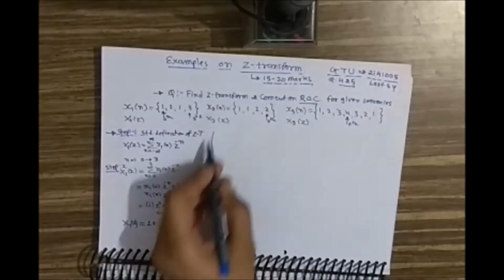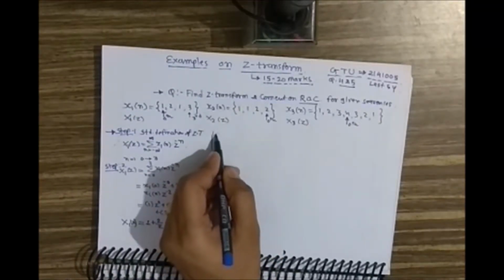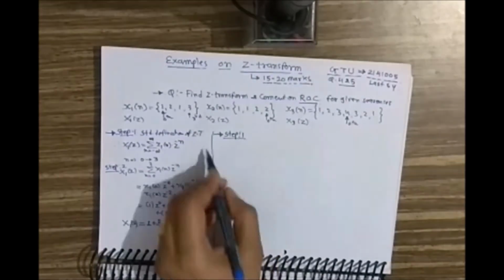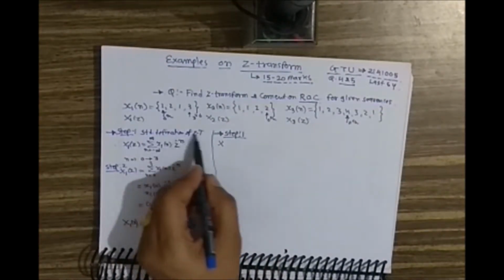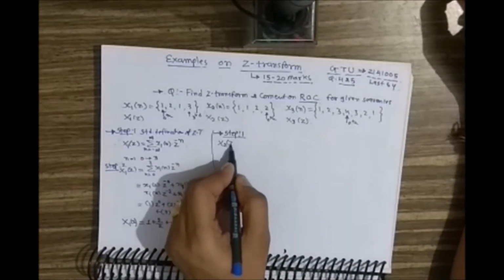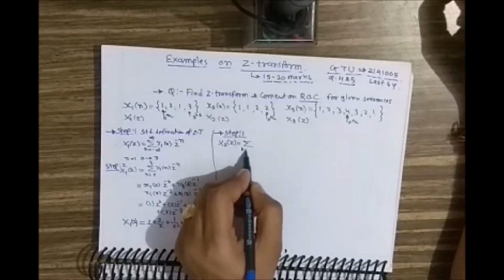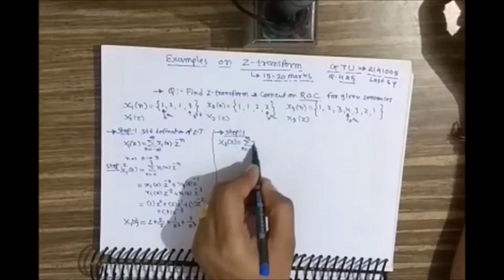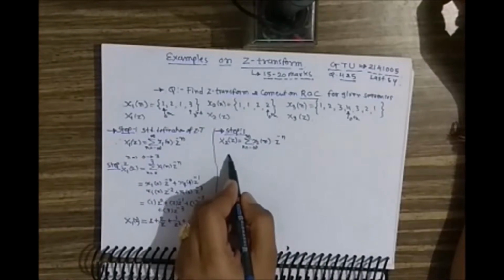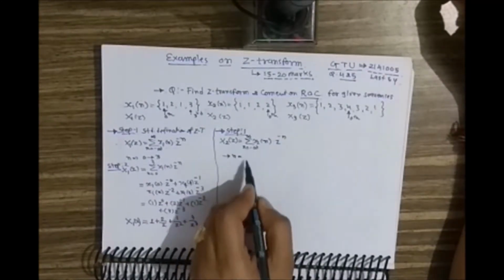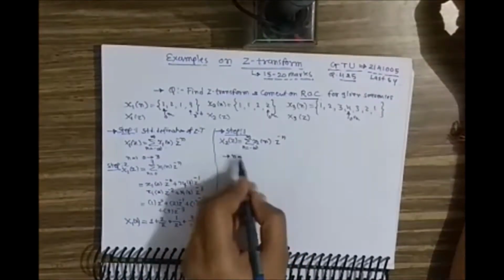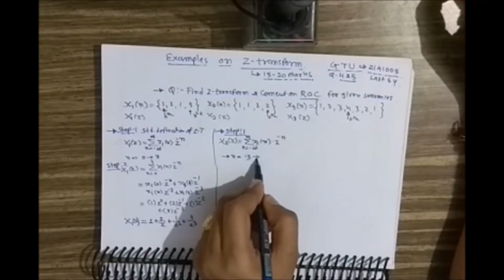So now let us consider x2 of n. Step 1 is always the same in all cases. It is nothing but to consider the standard definition of z transform. The standard definition of z transform x2 of z is equal to summation n equal to minus infinity to infinity of x2 of n into z raised to minus n. Now the limit of n: here we have the 0 sample, the minus first sample, minus 2 and minus 3. So the limit of n is minus 3 to 0.